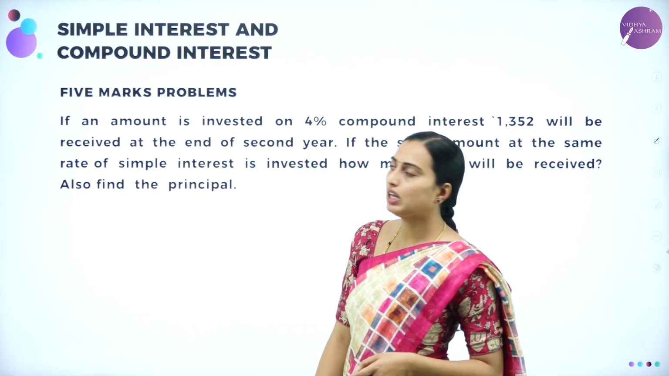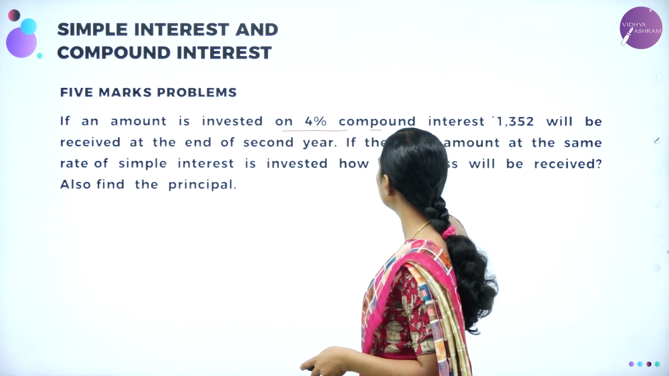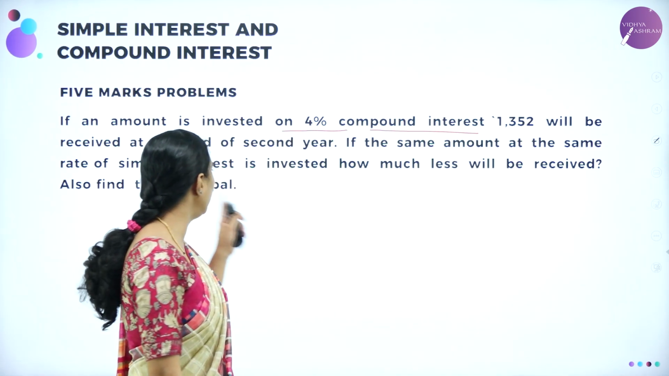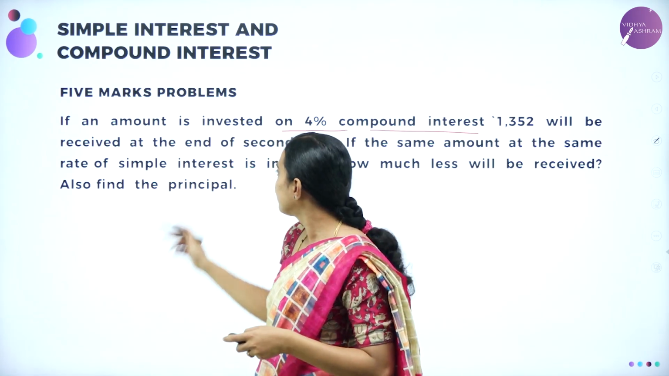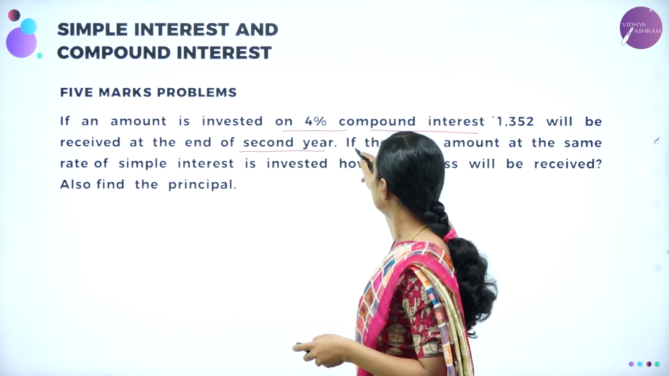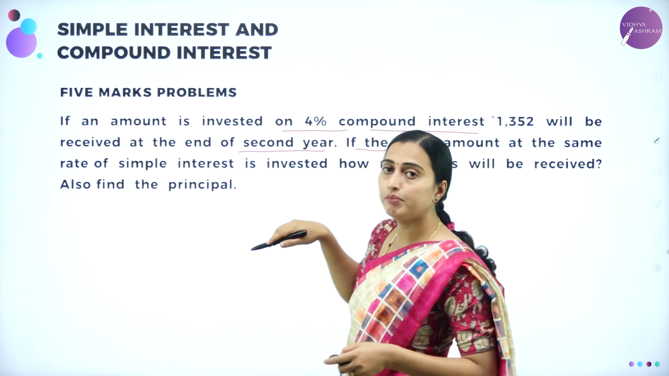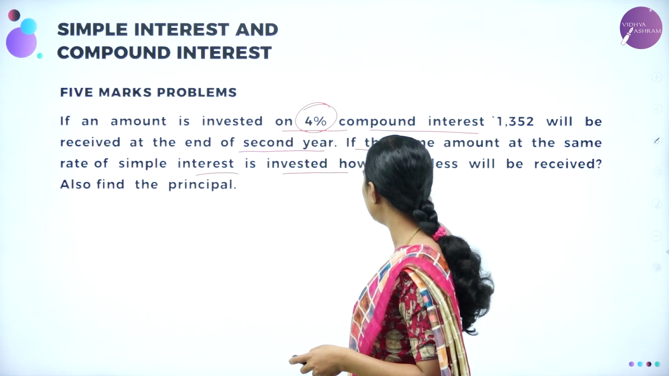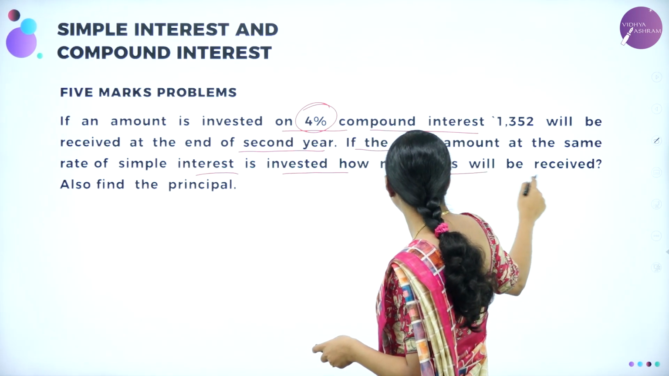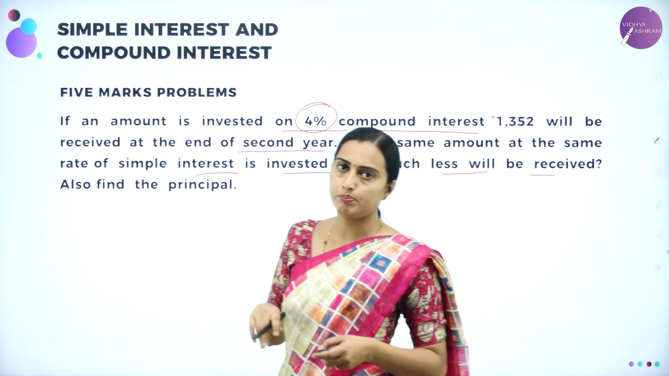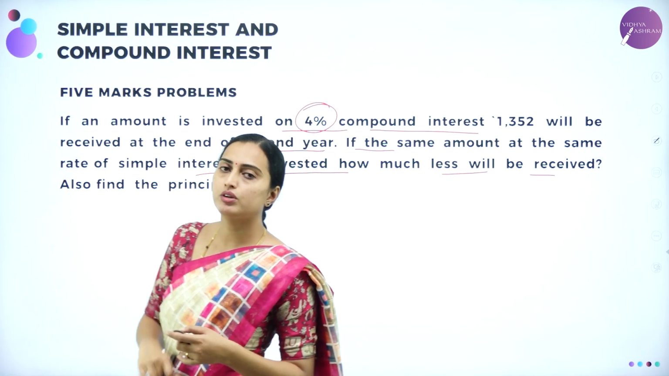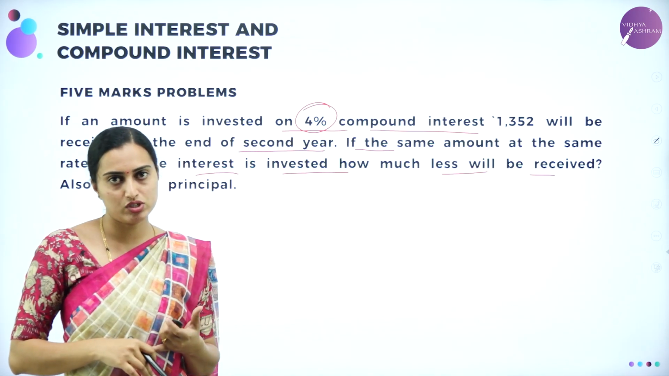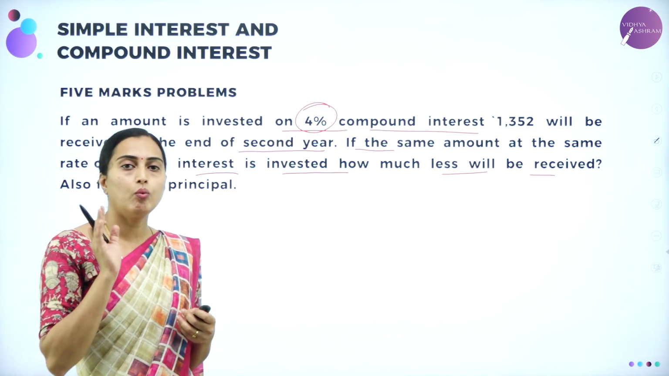If an amount is invested at 4% compound interest, rupees 1,352 will be received at the end of the second year. If the same amount at the same rate of simple interest, that means 4% only, is invested, how much less will be received? Also find the principal. So how much less amount he is going to receive, and also you need to find out the principal amount here. So now what have they given?